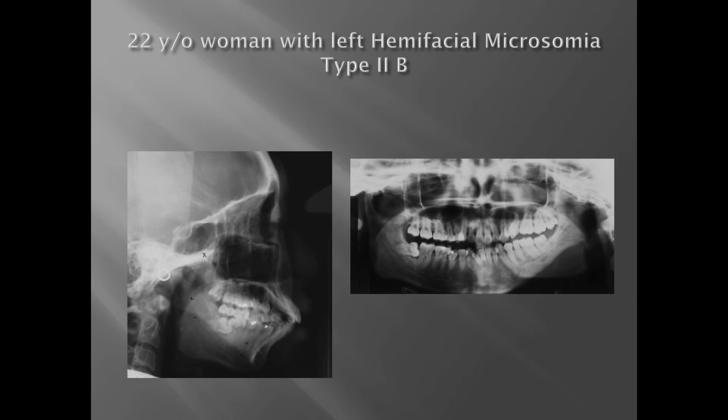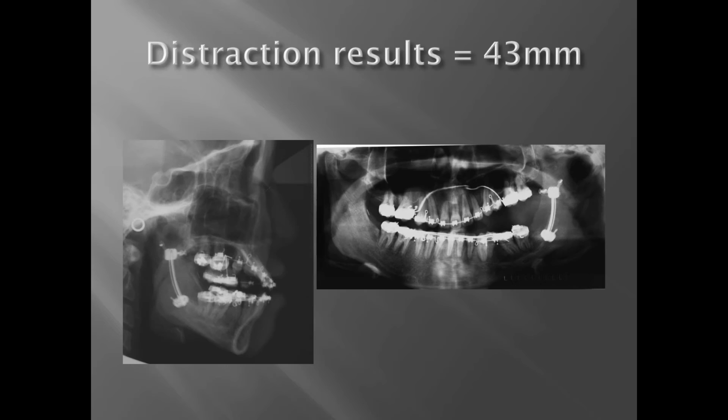If we look at her radiographs, you can see how short the left side of the mandible was compared to the normal right mandible. She was a type 2B, which is the third most severe kind. There's only one type more severe than that, which, as I said, was the type 3. What did we do in this case? We placed a distractor here and distracted this mandible for 43 millimeters. That's 4.3 centimeters. That's a large amount, but achievable by distraction.